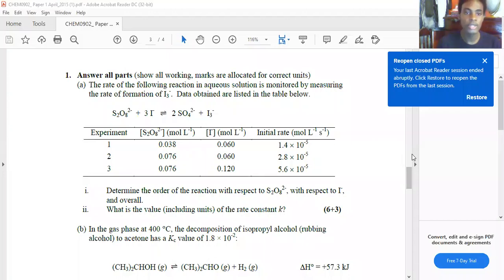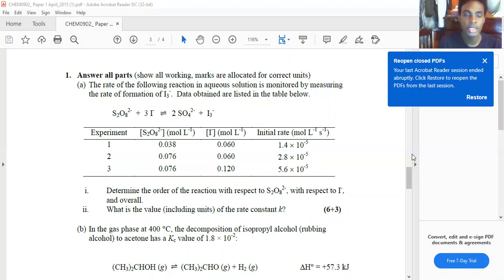Okay, so for this video, we'll be looking at how to find the order of the reaction for certain substances, certain molecules in an equation, and the overall order of the reaction for the equation as well. To be specific, we'll be doing some past paper questions.